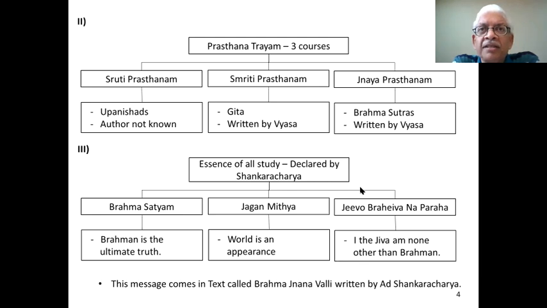Based on this, like I said, 500 verses, 200 verses, 300 verses are all written to explain this one sentence: Brahma Satyam Jagan Mithya Jivo Brahmaiva Na Paraha. That means Brahman is the ultimate truth, the world is an appearance, and I am that pure consciousness, Brahman.